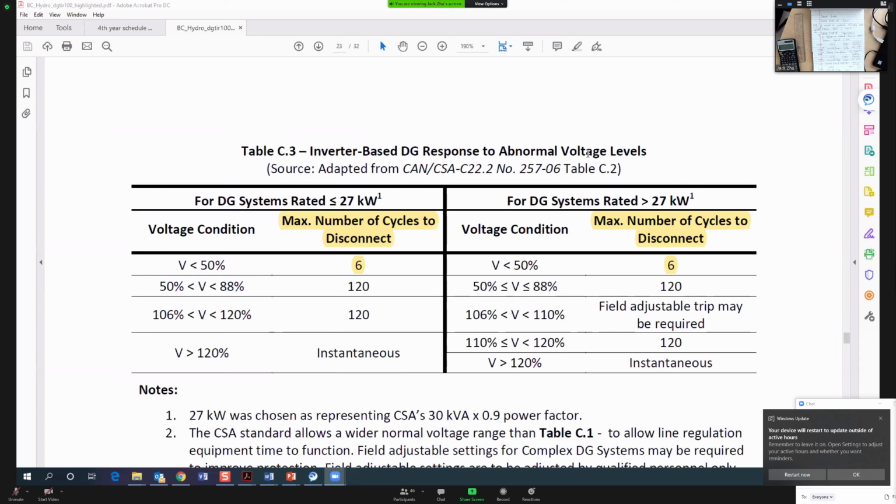Inverter-based response to abnormal voltage. You can see here, this is the maximum number of cycles to disconnect, 6 cycles, because we have a 60 hertz frequency. Each cycle is going to be 16.67 milliseconds. So 6 cycles is close to 100 milliseconds. That's matching with the requirement. You have to disconnect in 0.1 seconds.